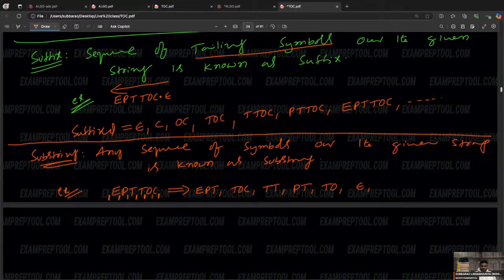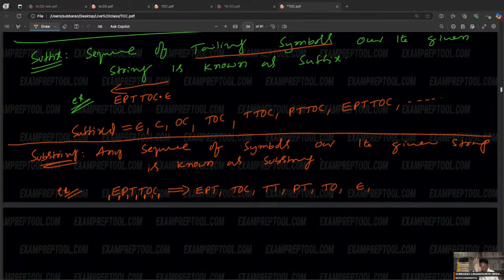Are you okay with this? Substring also okay. Any sequence of symbols over the given string is known as a substring. EPT TOC. You can start anywhere, but you have to take a sequence.